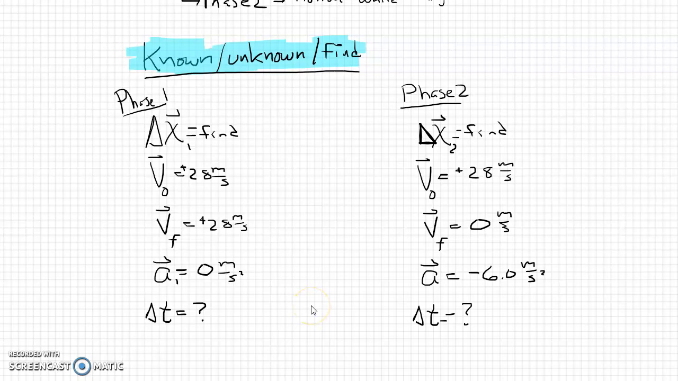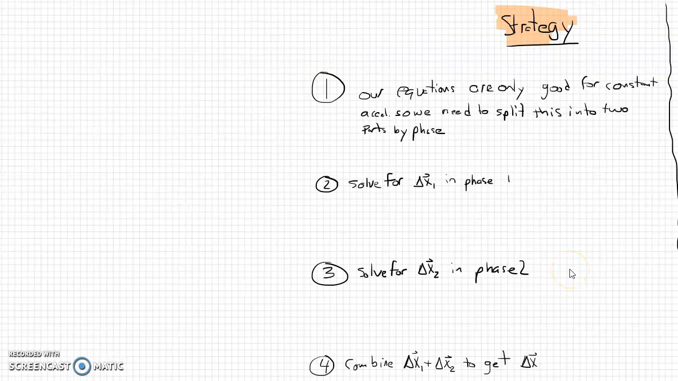So what I'd like to do next is think about a strategy that we can employ here to solve this, keeping in mind that the equations that we have for kinematics are only good for constant acceleration. Because we have an acceleration that's one thing in phase 1 and another in phase 2, we have to split this up into two problems and then combine the results of these two problems. So here's the strategy I've come up with.